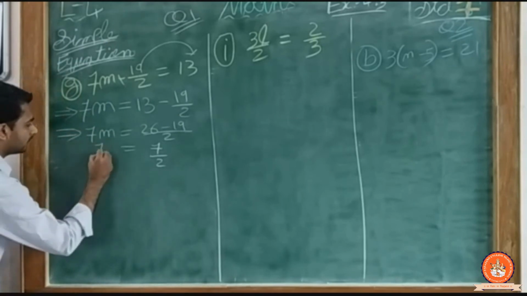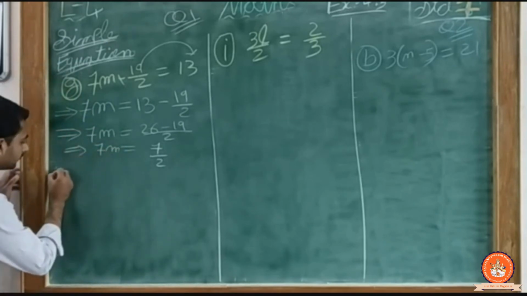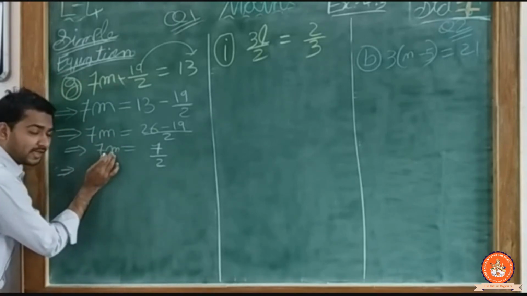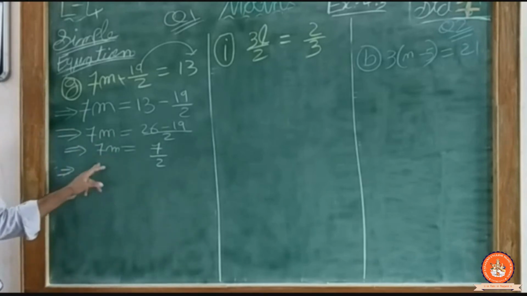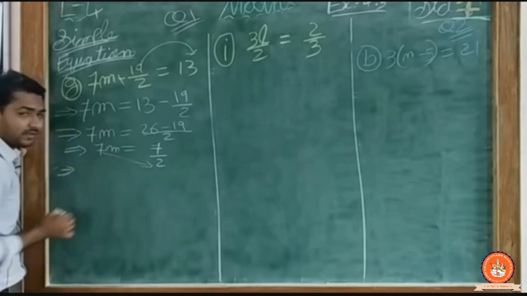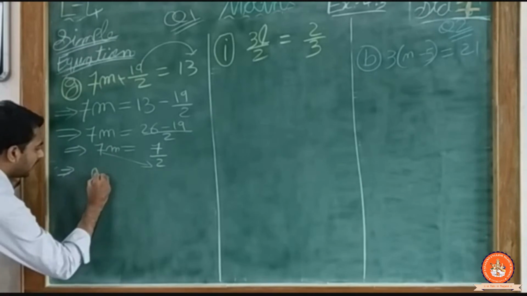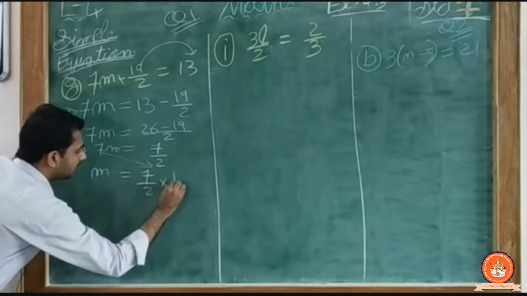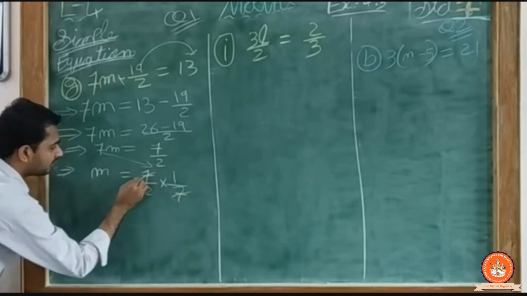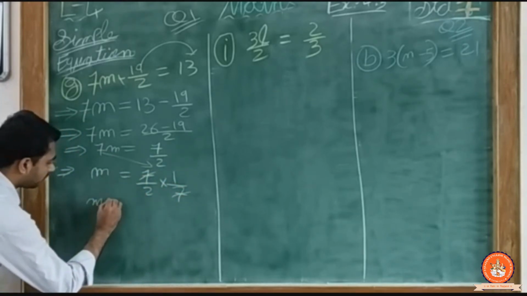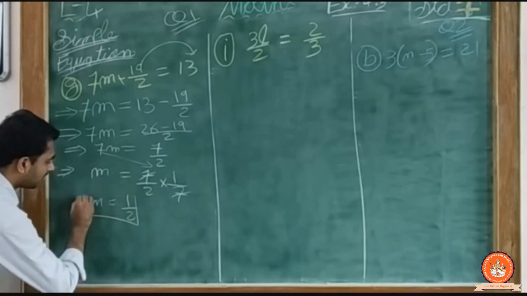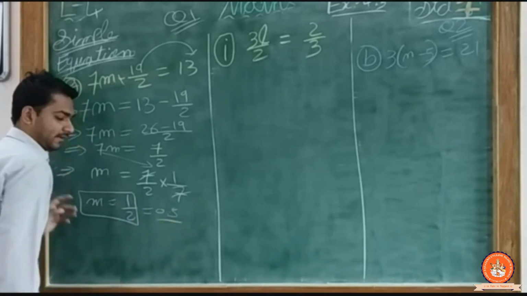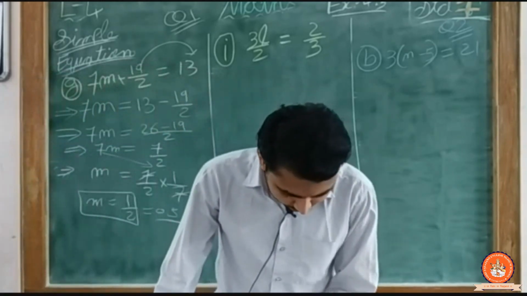And over here, now I have to find the m, so I don't need 7 over here, so 7 will go on the right side in the denominator. So m is equal to 7 by 2 as it is, and multiply by 1 by 7. Now the 7s will be cut, so m is equal to 1 by 2 is my answer, or you can say 0.5. Clear students?